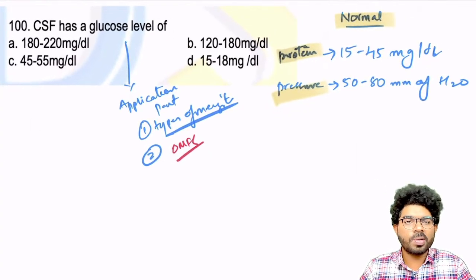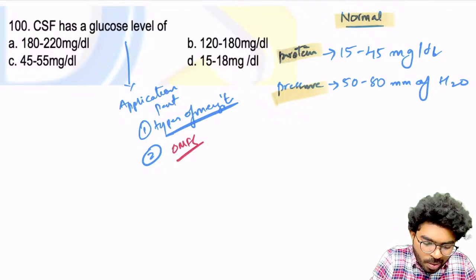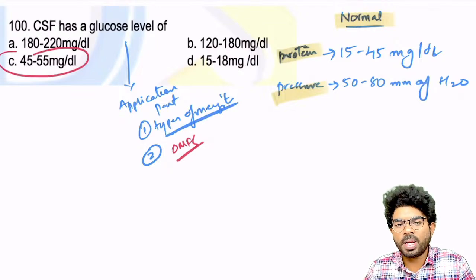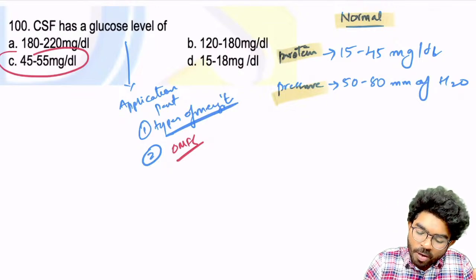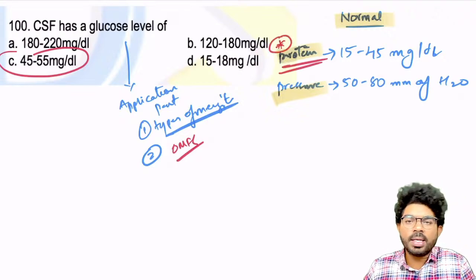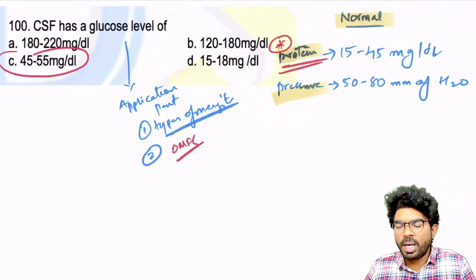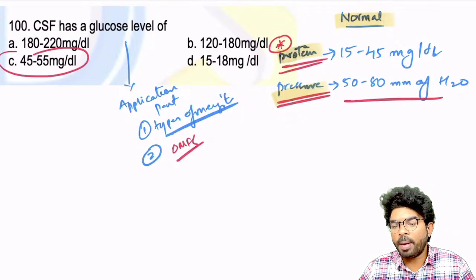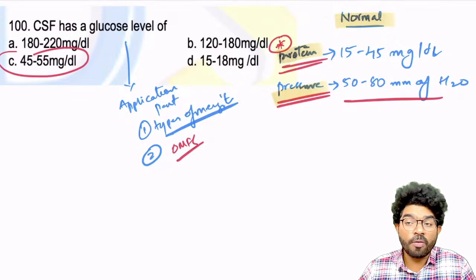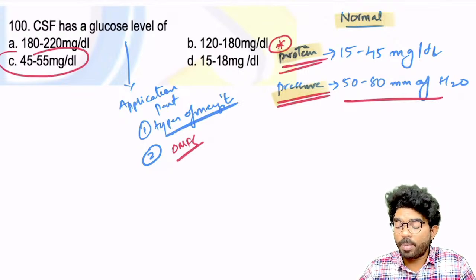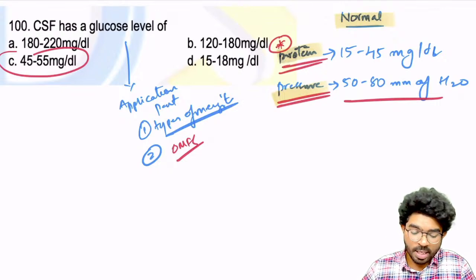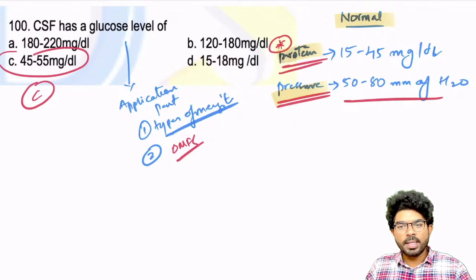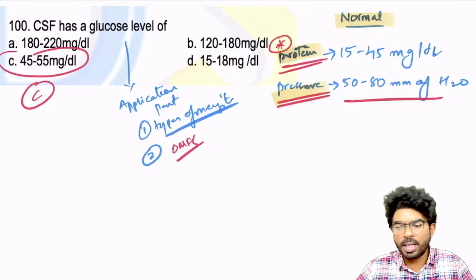Now they are asking in this question about the normal glucose level. So this is the closest option. Normal glucose level is 45 to 55 milligrams per deciliter. Similarly, if you want to make a note, the normal protein in CSF is 15 to 45 milligrams per deciliter, and the normal pressure is 50 to 80 mm of water. Please do make a note of these values. For the 100th question, the answer is C for now. Types of meningitis, we will be doing in the general medicine session.